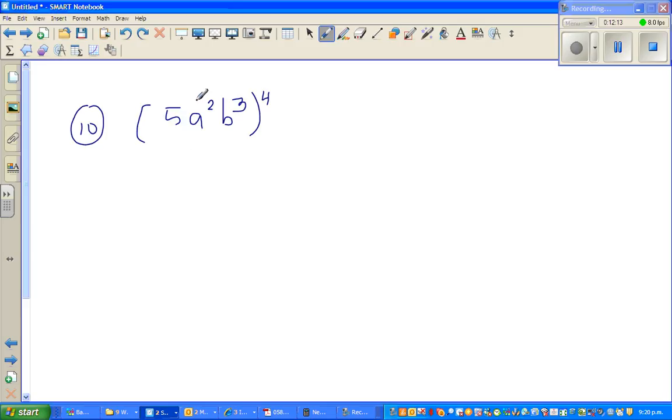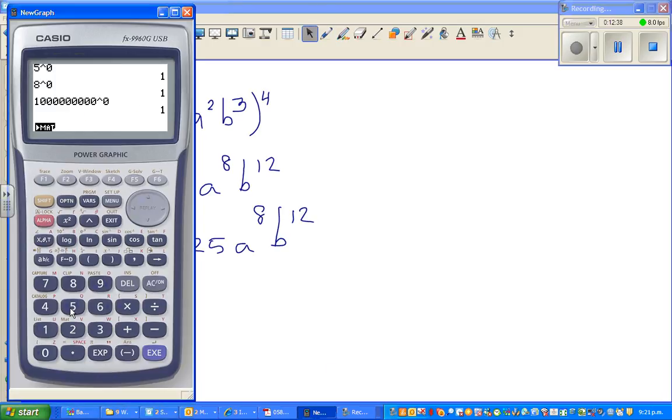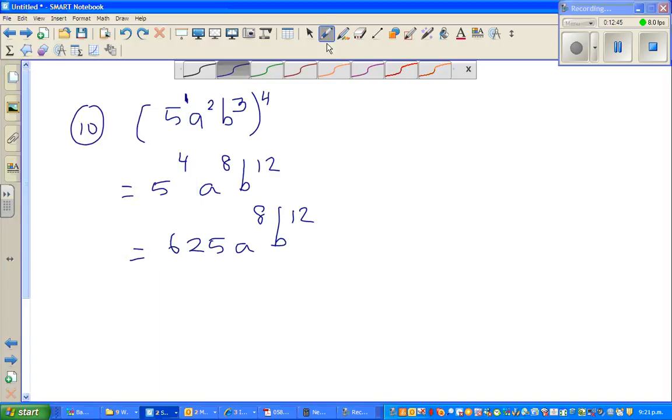So this is the same rule. This is the power of 1. So this is 5 to the power 1 times 4 is 4. A to the power 2 times 4 is 8. And b to the power 3 times 4 is 12. And 5 to the power 4 is 625. I'll show you this on a calculator. a to the power 8, b to the power 12. So 5 raised to 4 is 625. And that's how you got this answer.